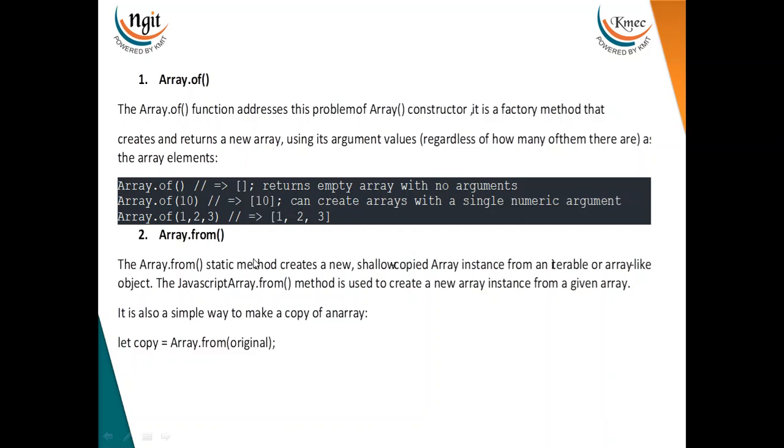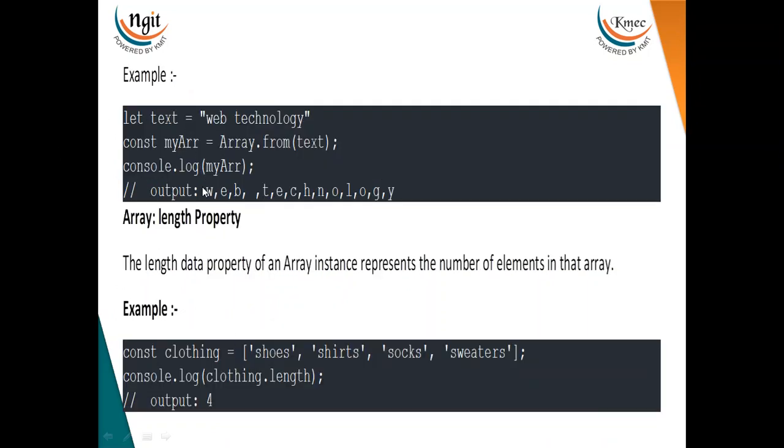And the Array.from static method creates a new shallow copied array instance from an iterable or array-like object. This method is used to create a new array instance from a given array. It is also a simple way to make a copy of an array, that is, let copy equal Array.from(original array). How does it work? Let's see an example.